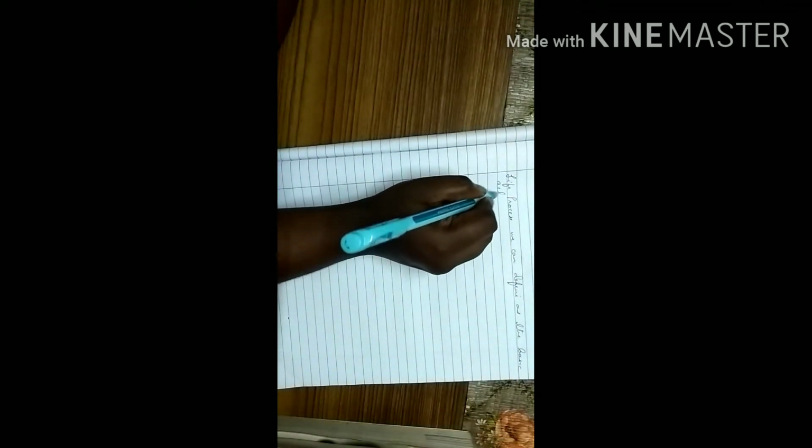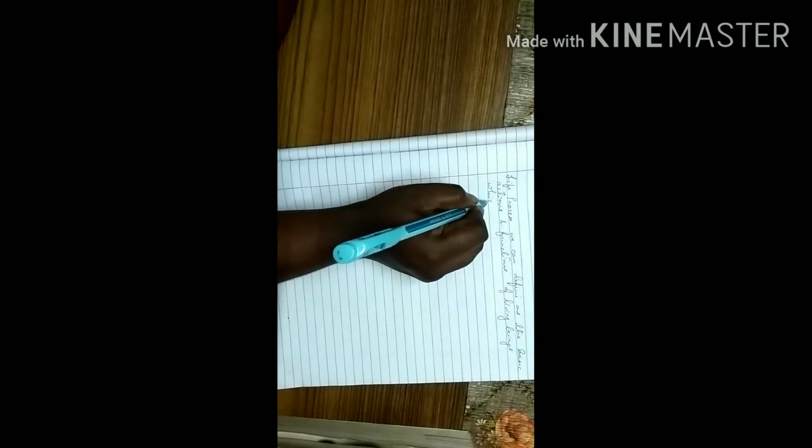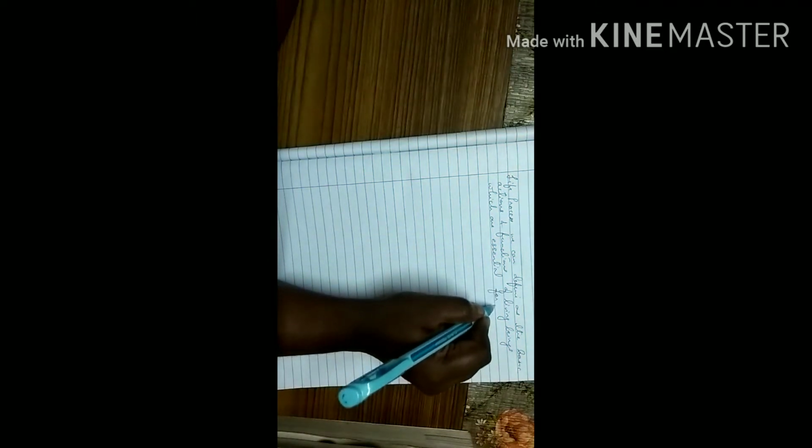Now, life process we can define as the basic actions and functions of living beings, which are essential for their survival. Next.